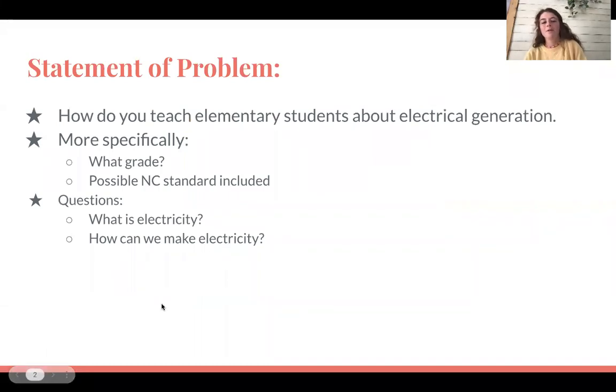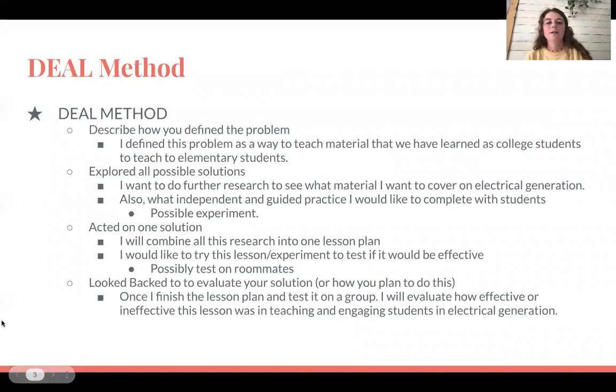So my statement of problem is, how do you teach elementary students about electrical generation? And more specifically, I want to figure out what grade and then possibly tie it to a North Carolina standard. And then some questions I want my students to be able to answer are, what is electricity and how can we make electricity? And I'll probably refine those questions a little bit more and also add a little bit more to it.